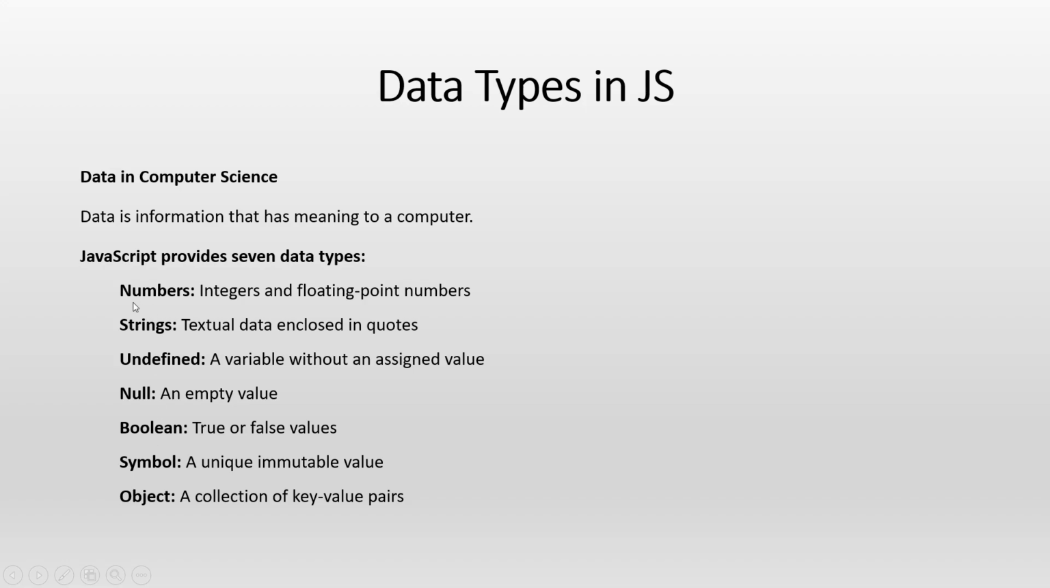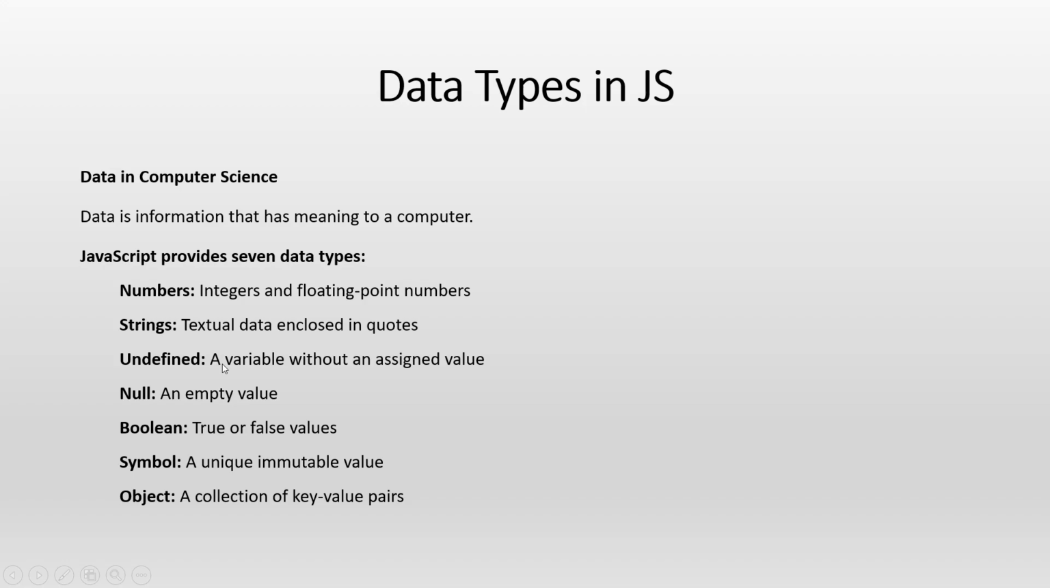So let us see what numbers mean. Number data type: integers and floating point numbers. Simply, numbers are generally numbers, decimals, all those things. Next, coming to strings: textual data enclosed in quotes. There will be textual data like sentences, quotes, all these things. These should be enclosed in single quotes or double quotes. Those are called strings.